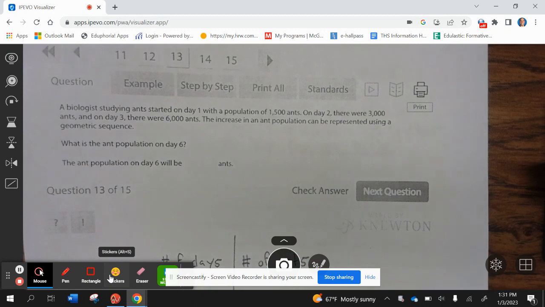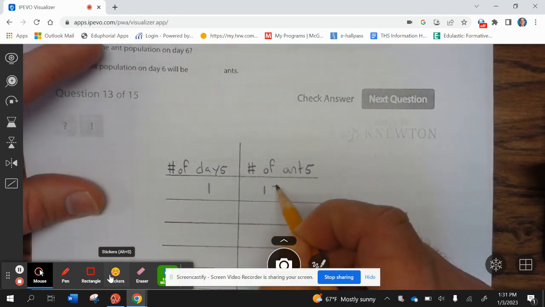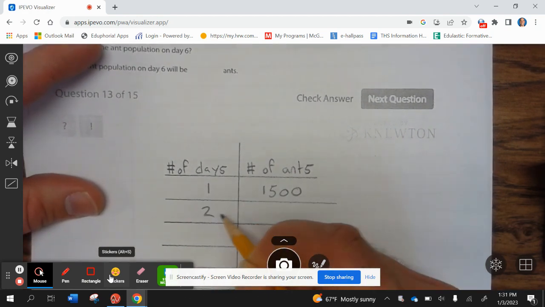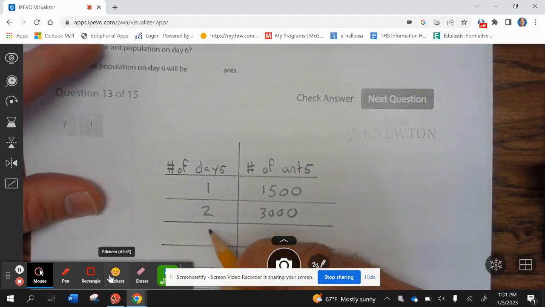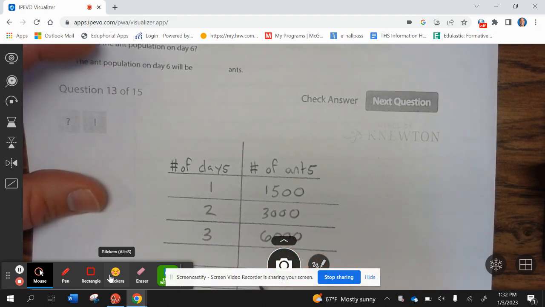All right, a biologist studying ants started on day 1 with a population of 1,500 ants. On day 2, there were 3,000 ants, and on day 3, there were 6,000 ants. The increase in an ant population can be represented using a geometric sequence. What is the ant population on day 6? So pretty simple. Day 1, there was 1,500 ants. Day 2, there were 3,000 ants. Day 3, there were 6,000 ants.